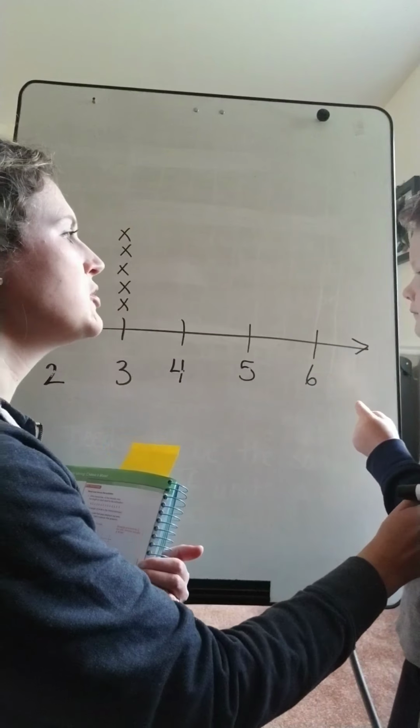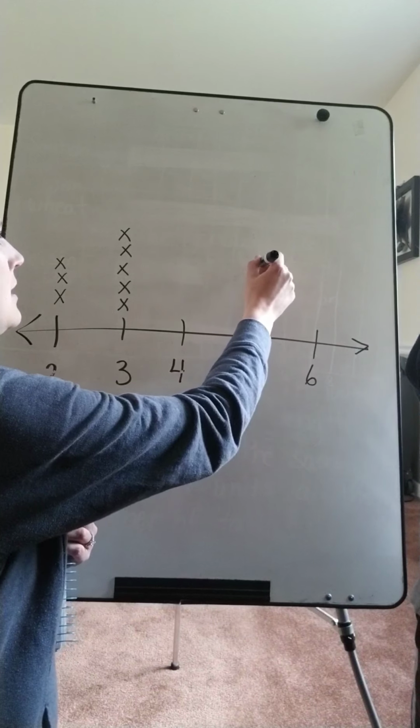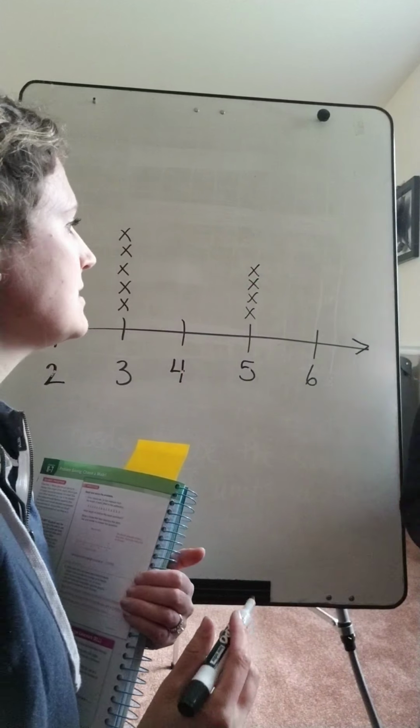So if we count the 4s, there aren't any, so we're not going to put any X's by 4. If you count the 5s, there's 4. That's my phone, so my students can see this lesson.